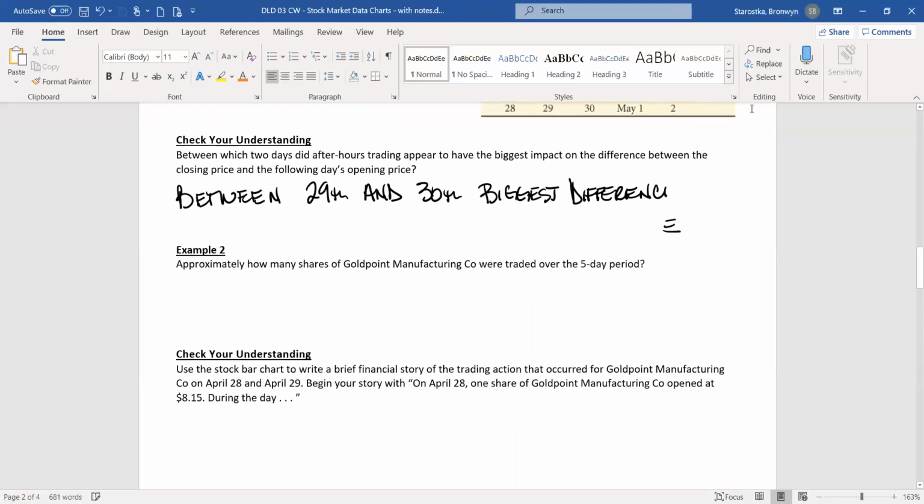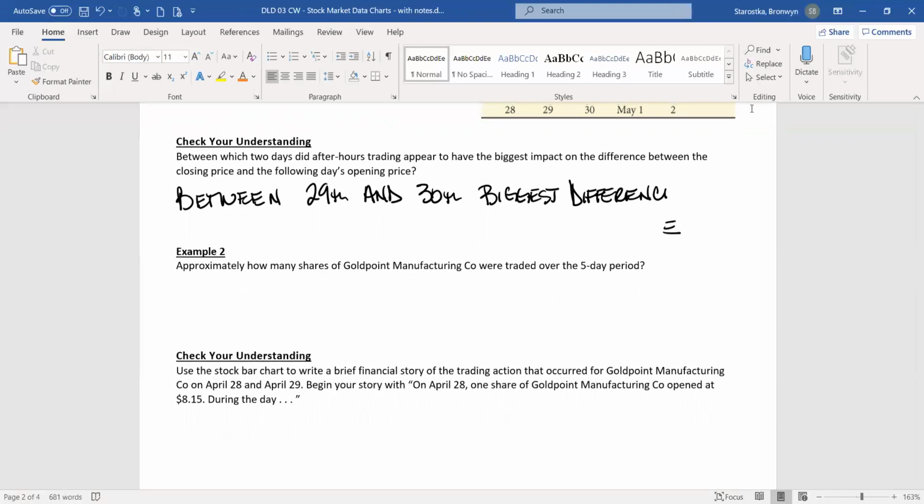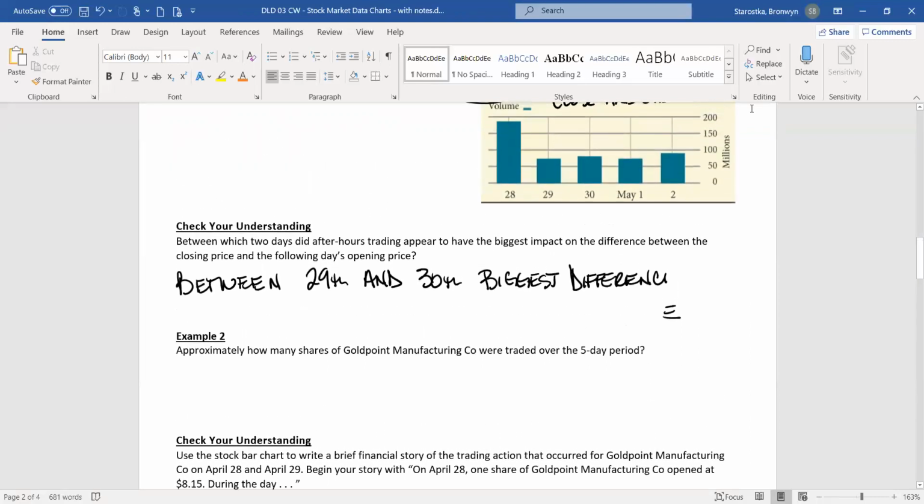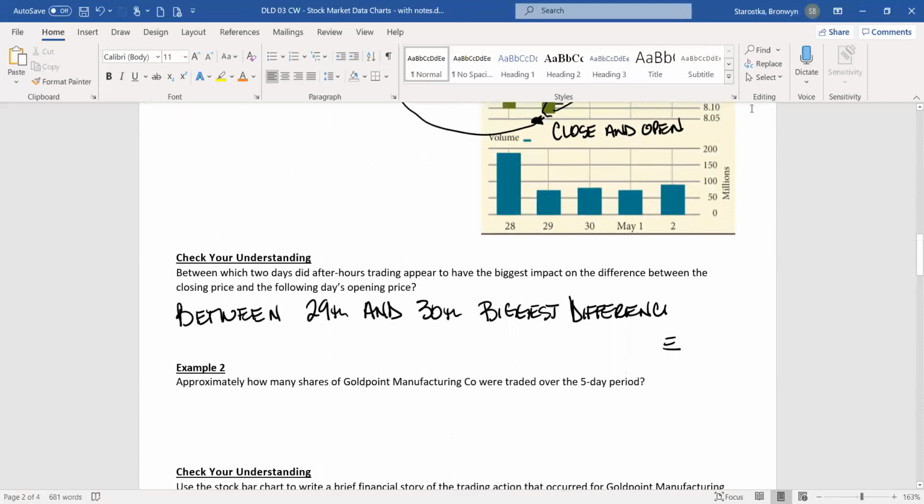Example 2, approximately how many shares of Gold Point Manufacturing Company were traded over the 5-day period? So this is where you're going to approximate. If I look here, I'm going to call that about 185 million.